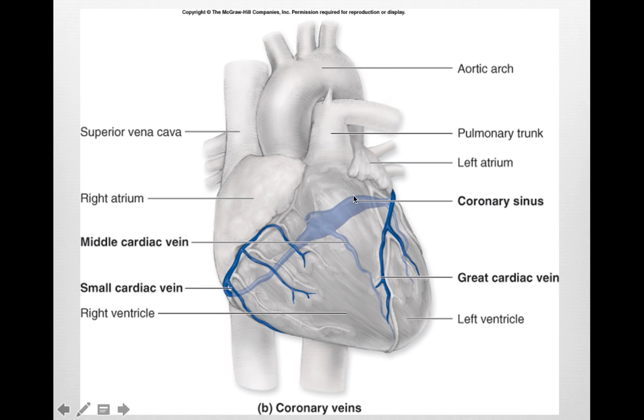So this is actually a vessel on the back of the heart. We're looking at the front, so that's why you're seeing this kind of ghosted view here. This coronary sinus is a big vessel in the back of the heart, located within the coronary sulcus, and that vessel will ultimately dump its blood through this opening here and into the right atrium, which is right here.